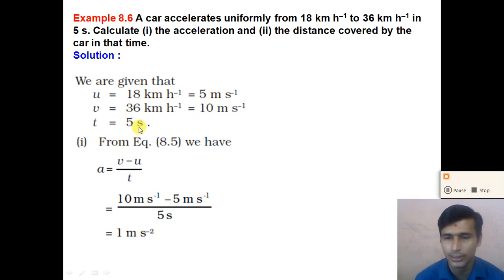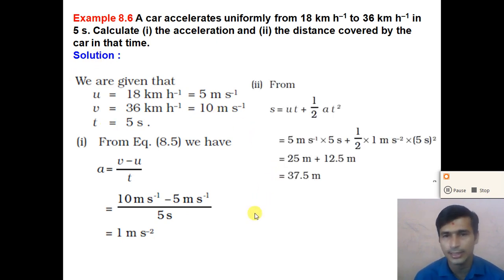From the equation of acceleration, a is equal to v minus u divided by t. V, the final velocity, is 10 meter per second, minus u, 5 meter per second, divided by 5 seconds. We get the acceleration a is equal to 1 meter per second square. Now, how can we calculate the distance covered by the object? The distance covered by the object is calculated with the help of the distance-velocity formula as well as the distance-time formula.